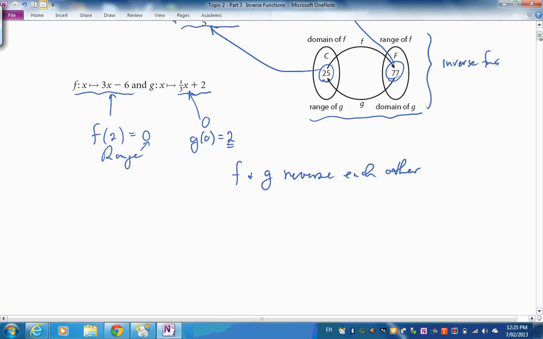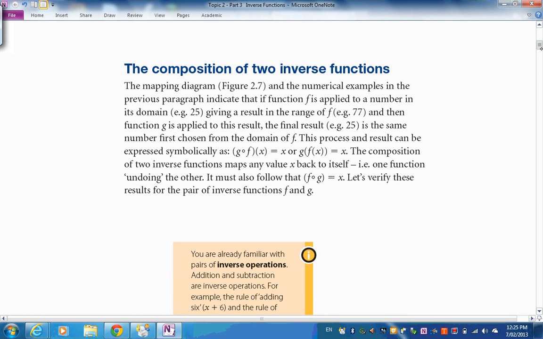So let's go down a bit here and have a look at something from Pearson's here. And the mapping diagram we just had a look at, they're explaining it there. What we want to do now is to express that symbolically. If you have g operating on f of x, and that returns the value back again, or another notation here is g of f of x, so either of these, be aware these are alternative ways of writing the composition of two functions.